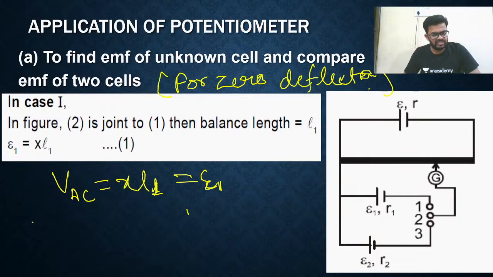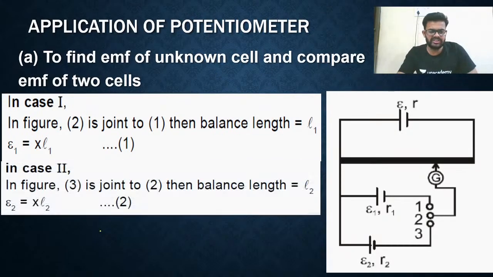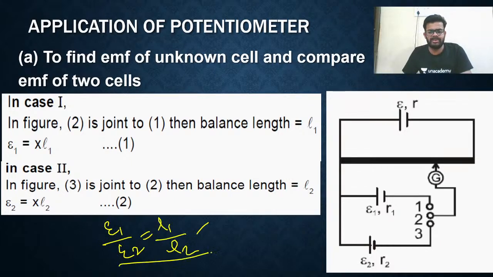Next, similarly, you will do the same for the second cell also. So you will write E2 is equal to XL2. Just equate both, put the value of X, take the ratio. That's better. E1 upon E2 is equal to L1 upon L2. That's all, my dear friends.